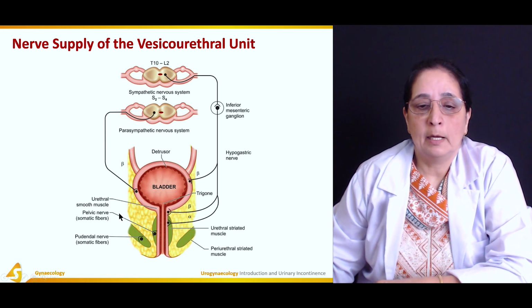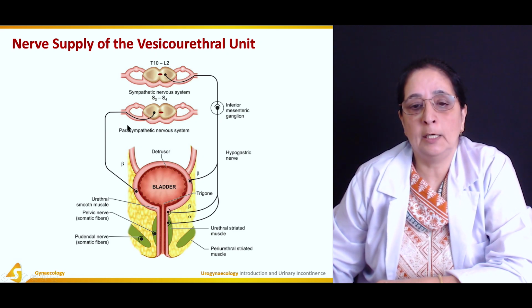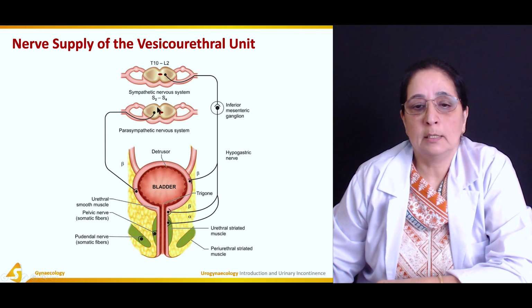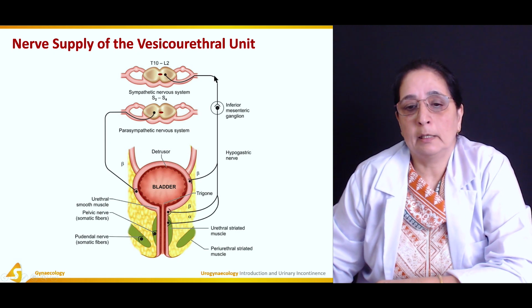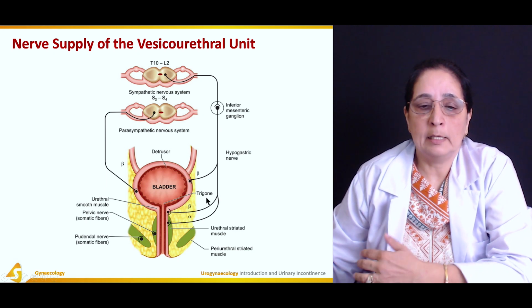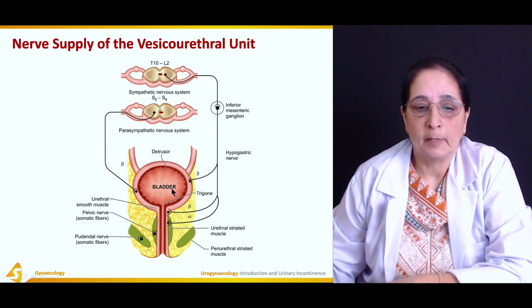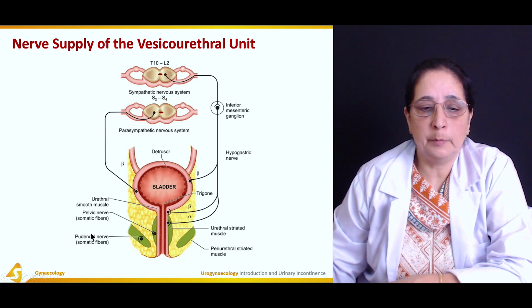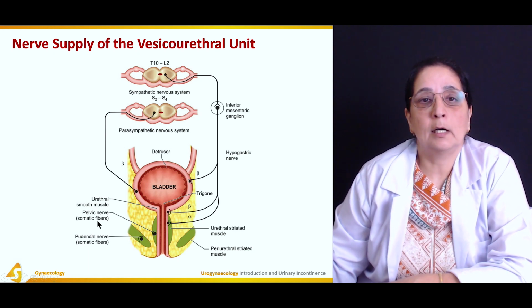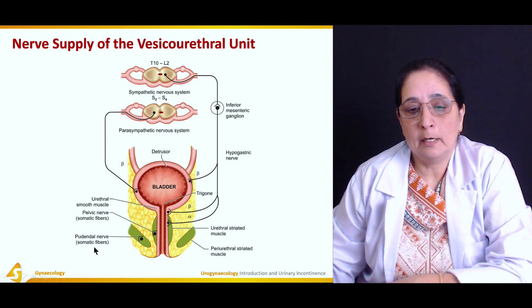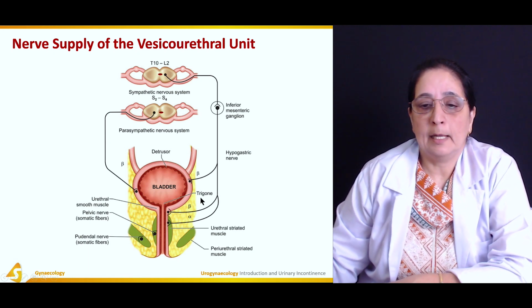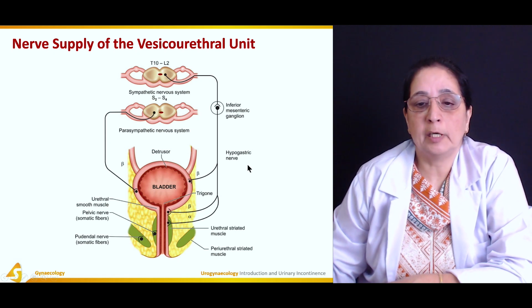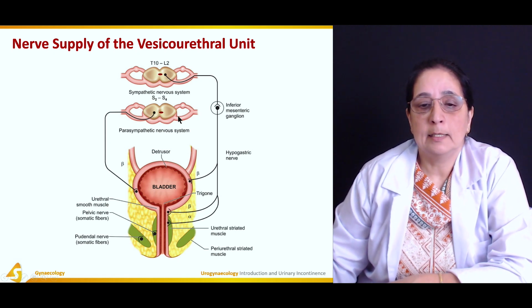the nerve supply from the wall of the bladder carries the sensation to the midbrain or the brain here. And then from there, the message comes back to the bladder, and then the bladder empties the urine. So the nerve supplies mainly are the pudendal nerves. There are pelvic nerves, pudendal nerves, and then we have the hypogastric nerve. All these carry sensations.